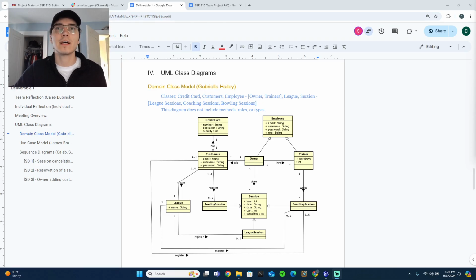After that, we decided on a few more important classes that we might need, like a session class for the three types of sessions a customer can sign up for, as well as a class for the credit card, which will be useful for keeping track of payments and fees. The remaining four diagrams were easy enough to determine.